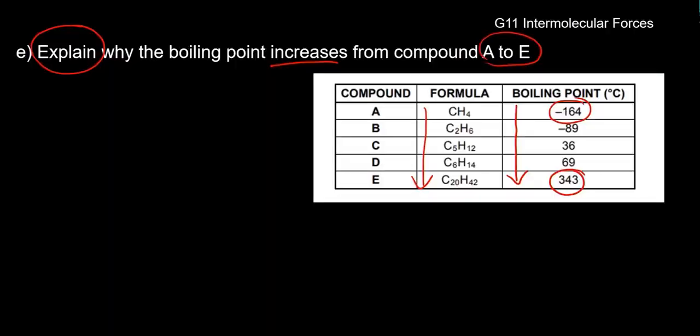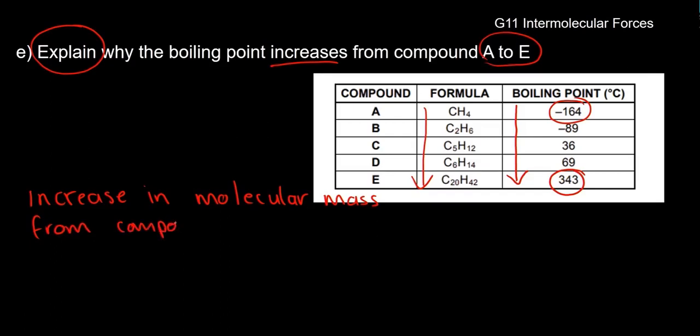We're going to say, first of all, that there is an increase in molar mass or molecular mass, let's call it molecular mass. Can you see that? I hope you can see it. I'm going to move down to the next layer. So, increase in molecular mass from compound A to E. Okay, so that's the first point. Second point, what are we going to write?